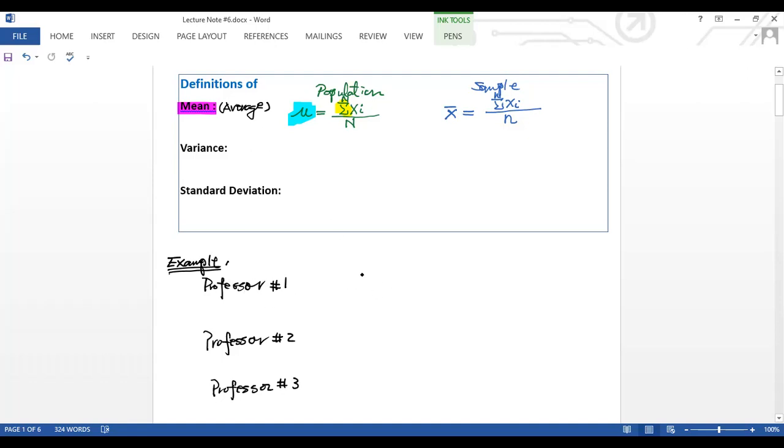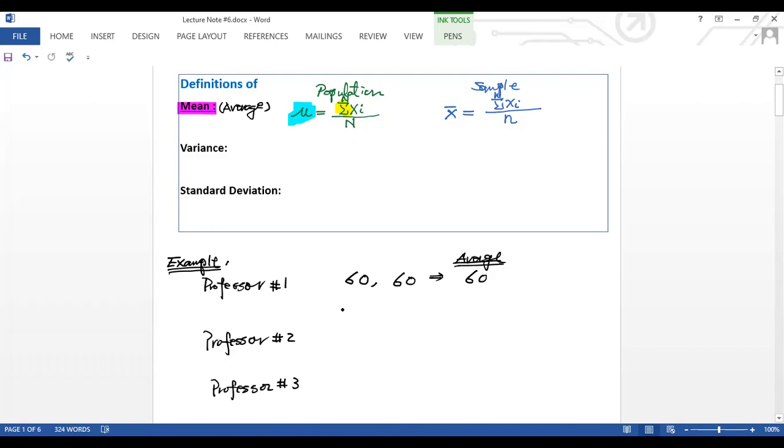Then, after these 2 students, the professor gives them a test. Let's do extreme cases, right? So both of the students get a 60. What is the average here for these 2 students? 60 plus 60, the average is 60. It's correct.